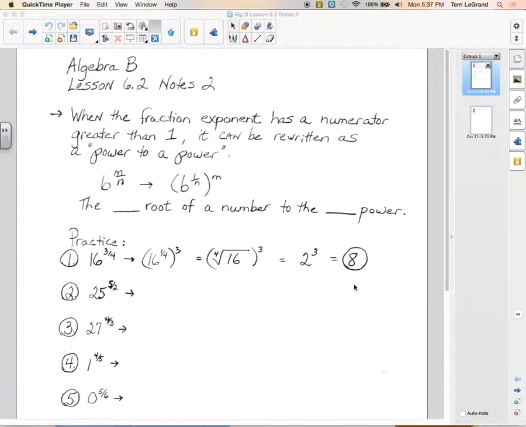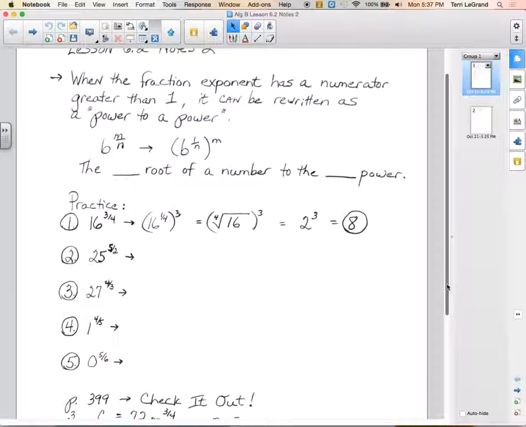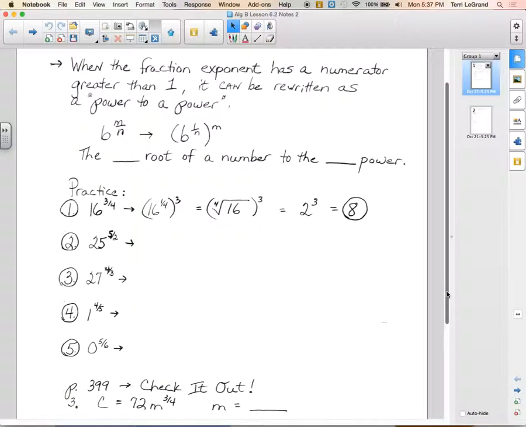Okay, let's do just the front side of these today. We're going to continue on in lesson 6.2. Yesterday, when we did these, our fraction exponent always had a numerator of 1. So today, the fraction exponent is going to have a numerator greater than 1, and then it can be rewritten as a power to a power.